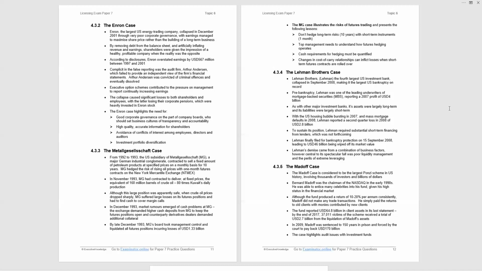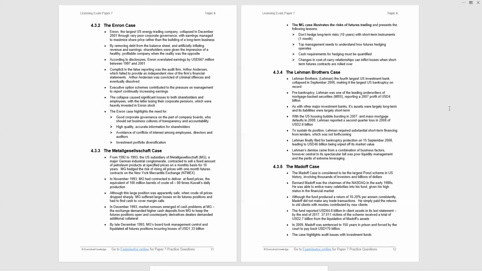The fund, as it says, third last bullet point there, the fund reported 64.8 billion in client assets at the last statement. But by the end of 2017, 37,011 victims of the scheme received a total of 2.7 billion from the liquidation. So they reported 64.8, and when liquidated, it was 2.7 billion. Madoff himself was sentenced to 150 years in prison, forced to pay back 170 billion US dollars. I would imagine that was difficult to liquidate.